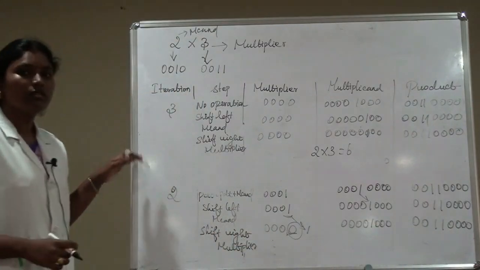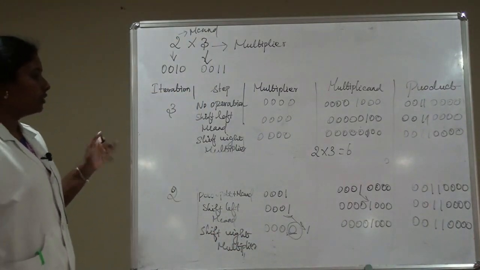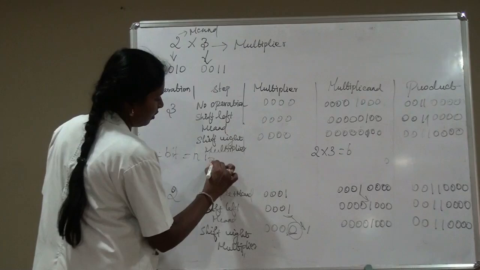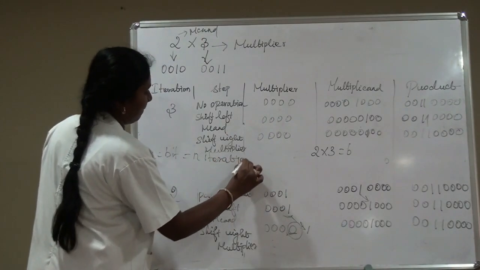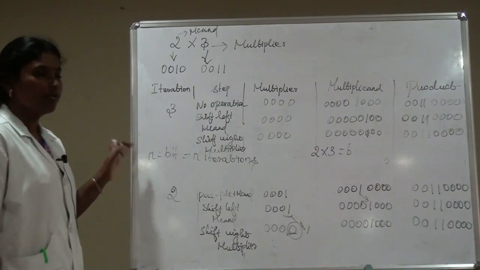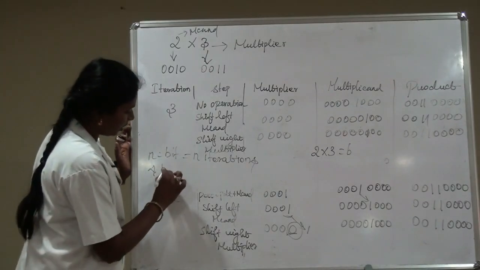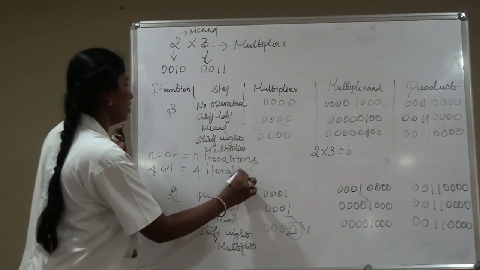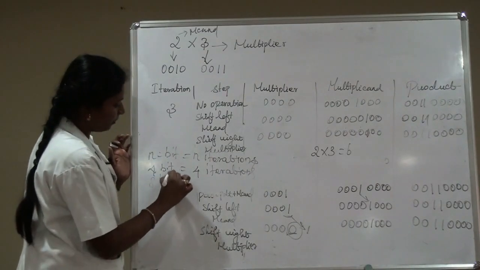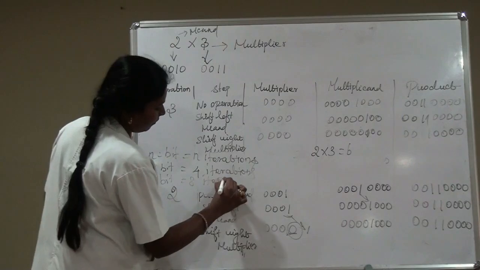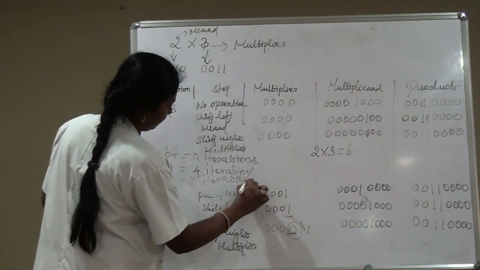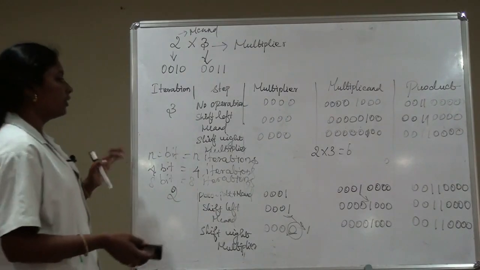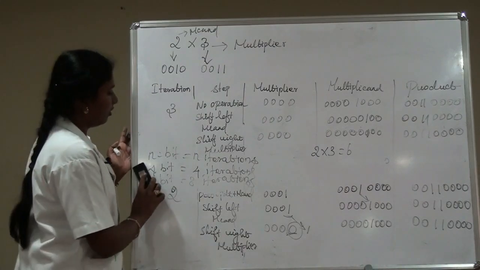So you have to repeat these steps for n iterations. For n-bit multiplication, there are n iterations. For example, a 4-bit multiplication means there are 4 iterations. An 8-bit multiplication means you have to perform 8 iterations. Okay, this is an example for multiplication. In that, this is how we get the final product value.